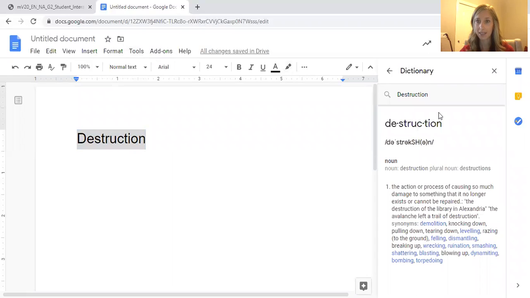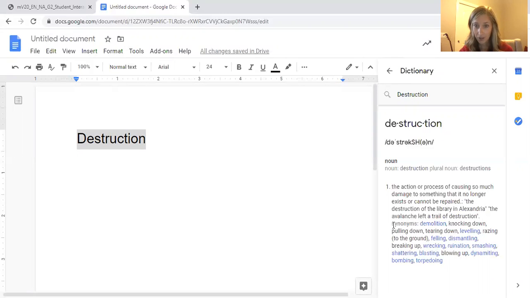And you'll notice that up on the side over here, I have the part of speech, it's a noun. I have how we pronounce that word, destruction. And then I have the definition. So you could write for the definition, the action or process of causing so much damage to something that it no longer exists or cannot be repaired. So you could shorten that and write that in your own way if you want to. Maybe just write the action or process of causing damage.